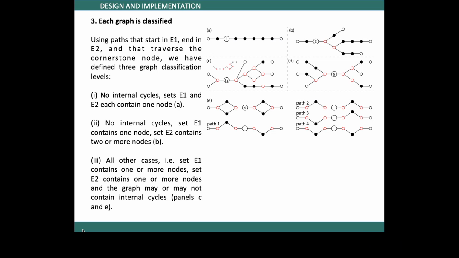Each graph is then classified according to one of three levels, the simplest being a graph with a single starting point, a single end point, and no internal cycles, such as that depicted in panel A. From such a graph, no chimeric paths are possible. Panel C shows a more complex graph of level 3 with 12 possible paths, most of which are likely to be chimeric.